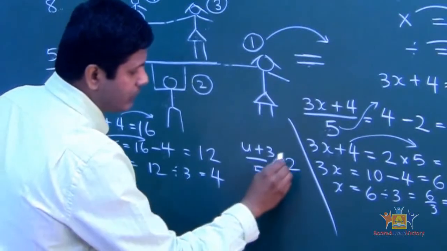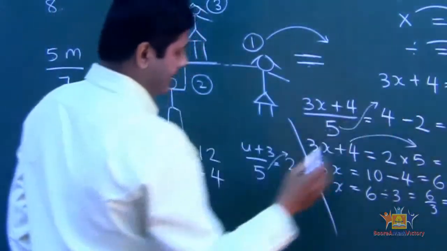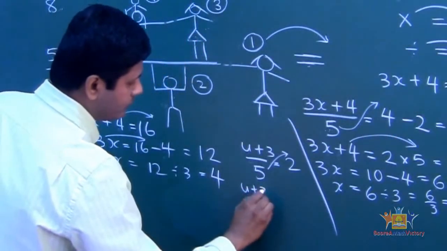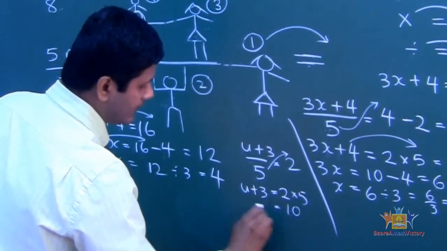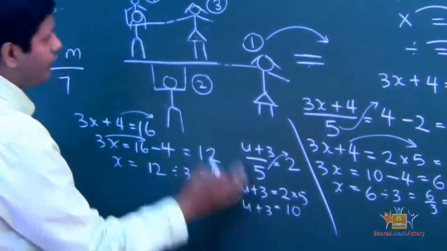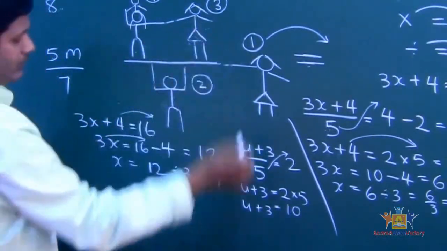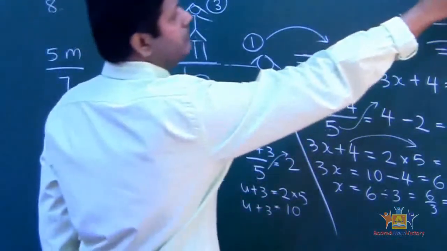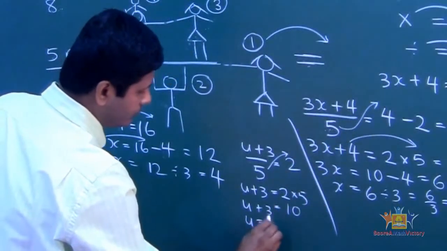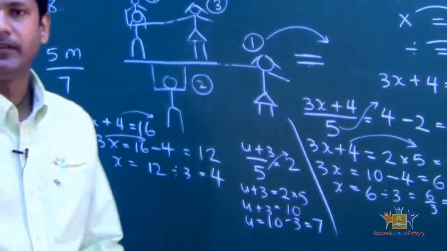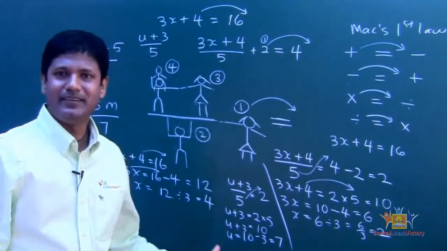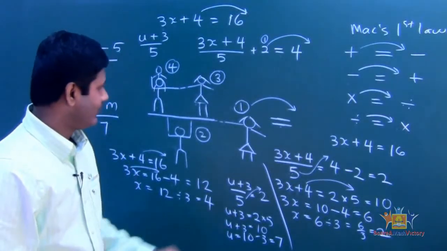Dividing. Division crossing the bridge becomes multiplication. So it becomes u plus 3 equals 2 times 5, which is 10. And who goes next? 3. What is 3 doing? Adding. Addition crossing the bridge becomes subtraction. So u equals 10 minus 3, which equals 7. See that? Pretty easy, isn't it? Very straightforward. Alright? Okay? Good.